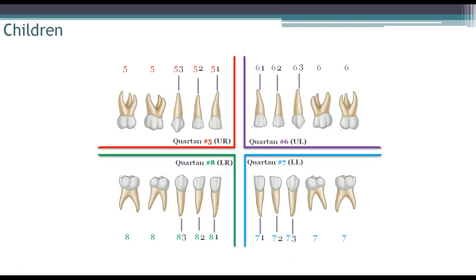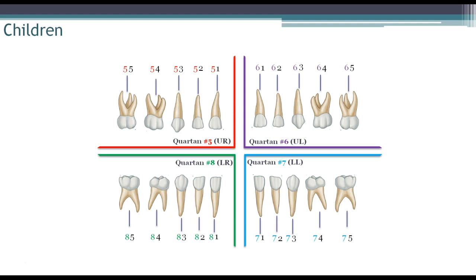Then we have our lateral incisors being the 2s, our canines being 3s, our first molars being 4s, because children do not have premolars. They go from canine to molars. Then we have our second molars being 5s. So there you have it. We have upper right being number 5, upper left being number 6, lower left being 7, and lower right being 8. This system is fairly simple.